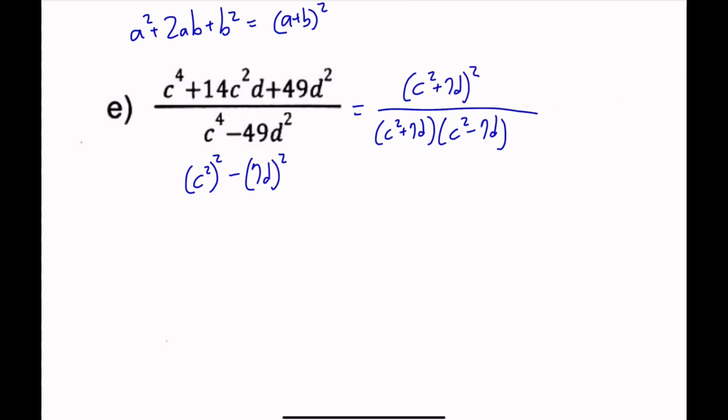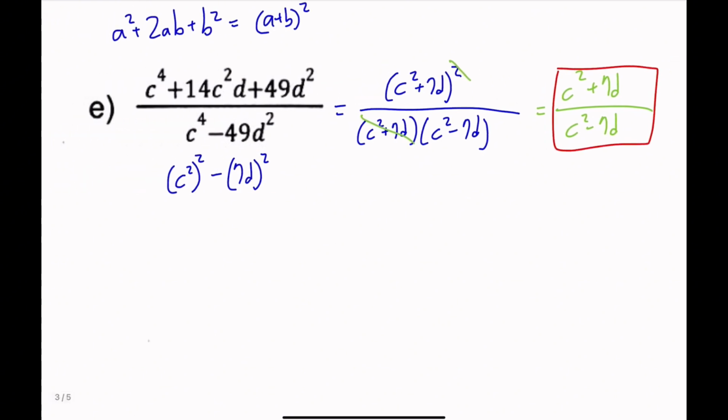And if you actually want to try this out, you can expand that. That's going to be c squared squared, so that's c to the 4th power, plus 2 times c squared times 7d, so that's 14c squared d, and then plus 7d squared, that's going to be 49d squared. This is the same thing as this, and there's your proof, right? And so now we see that this and this are the same, so we can take one of them off. So that gives us c squared minus 7d under c squared plus 7d, and here we have our answer.